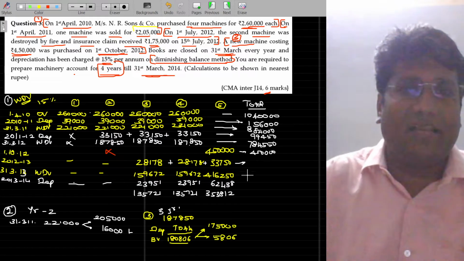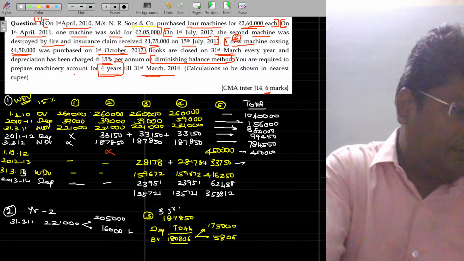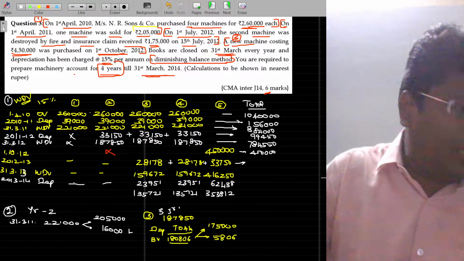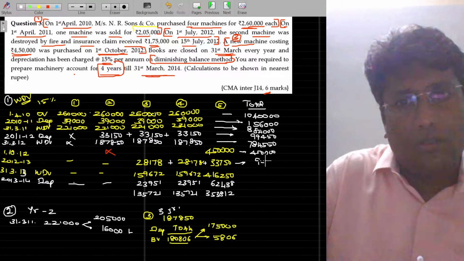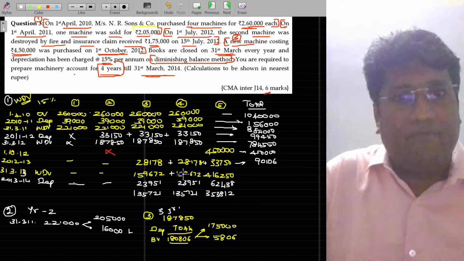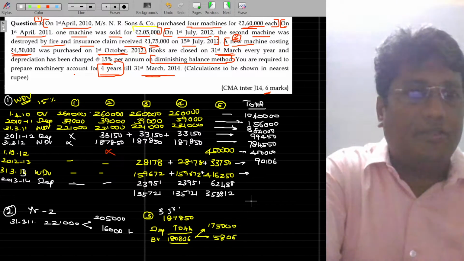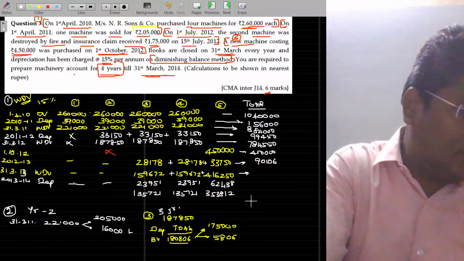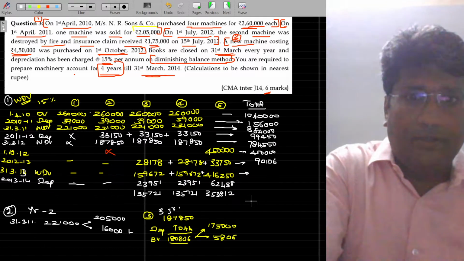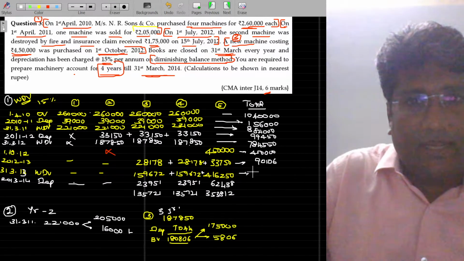Do the double calculations. And the depreciation for 12 and 13, 28,178 plus 33,750, this value being 90,106. And then the WDV as on 31st March, 1,59,672, and 4,16,250 will be added.